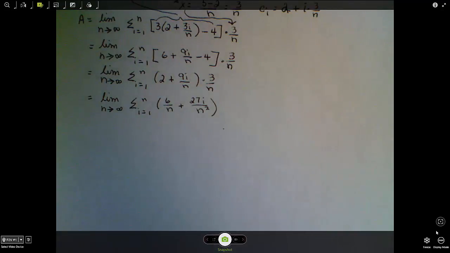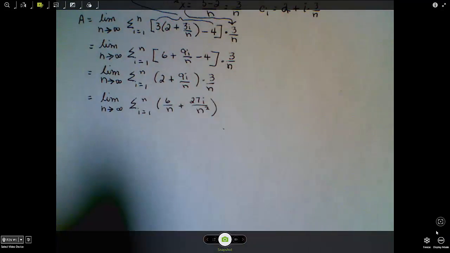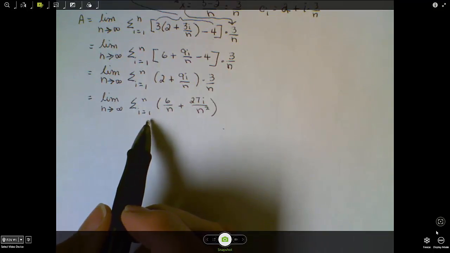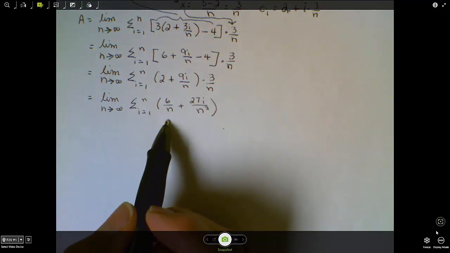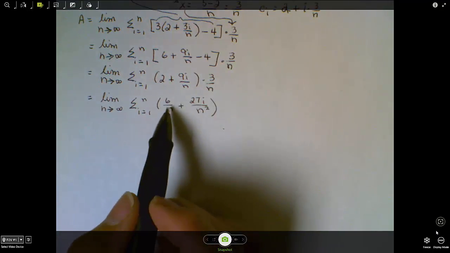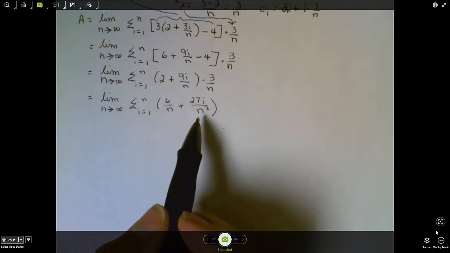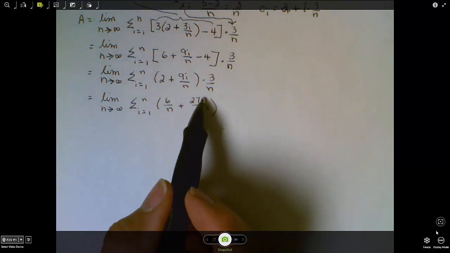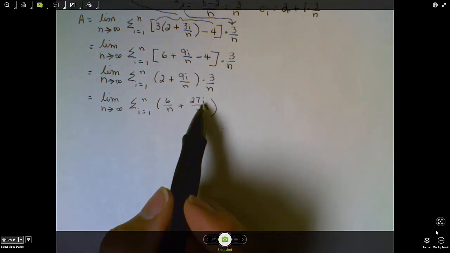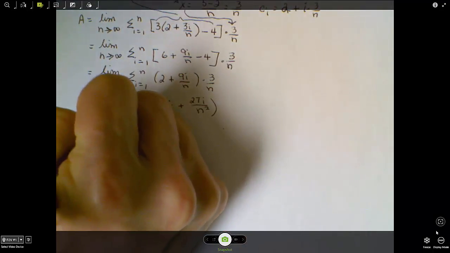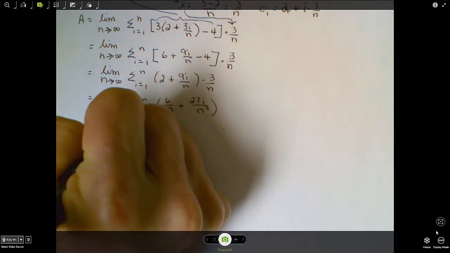Now that I've cleaned up what's inside parentheses as much as I can, it may be time to use one of my summation formulas. I'm taking the sum of i equals 1 to n of 6 over n plus 27i over n squared. This is just a constant, and this term involves summing up a bunch of 27 over n squares. I have a formula for summing up i iterations of that. So I'm ready for the limit as n goes to infinity.